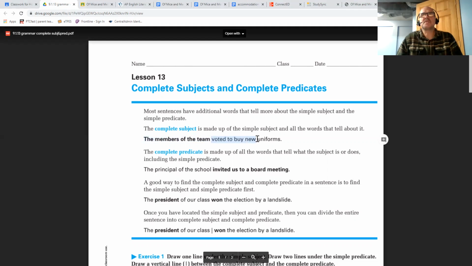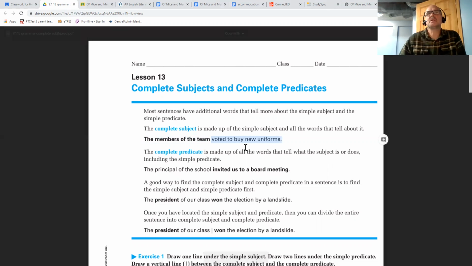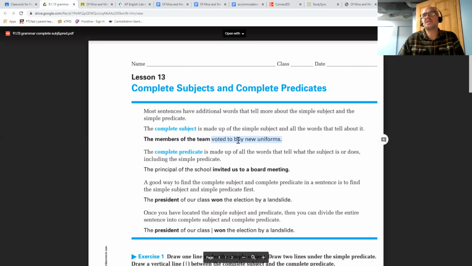Voted by the uniforms would be the complete predicate. So the complete predicate is made up of all the words that tell what the subject is or does, including the simple predicate. You can have other kinds of verb phrases that we haven't studied yet. This is called an infinitive phrase here. It starts with to, but it's actually an infinitive because it's to plus a verb.